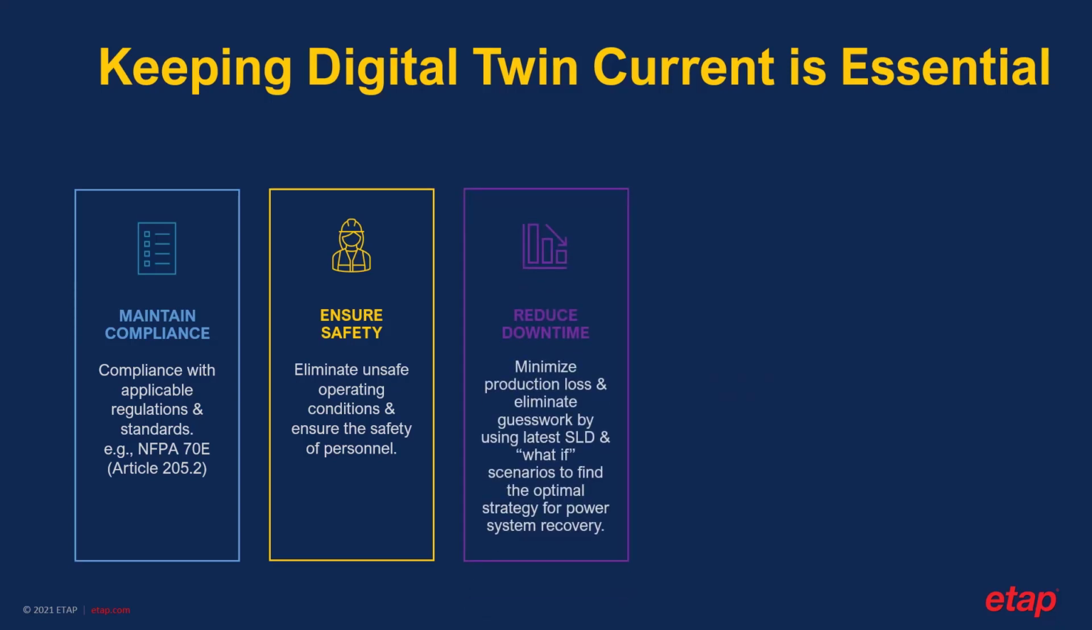The single line diagram also assists in reducing the downtime and minimizing production loss. It eliminates guesswork by using the latest single line diagram to perform what-if studies and to find the optimal strategy for any power system recovery. If the single line diagram is not kept up to date, it is quite complex and requires some level of guesswork to ensure that the what-if scenario that you're analyzing to get out of an unplanned outage is going to be the right decision for your facility.